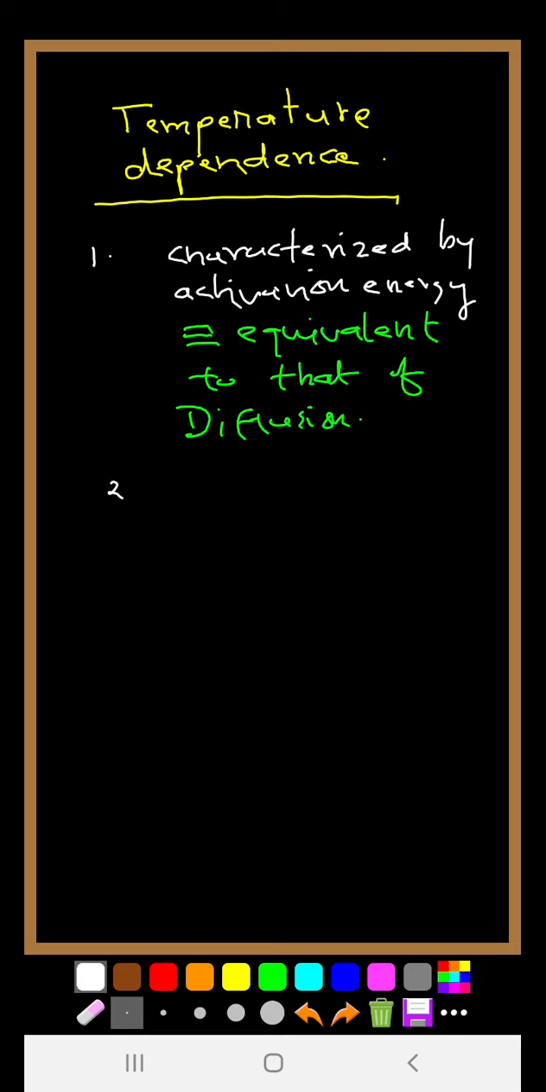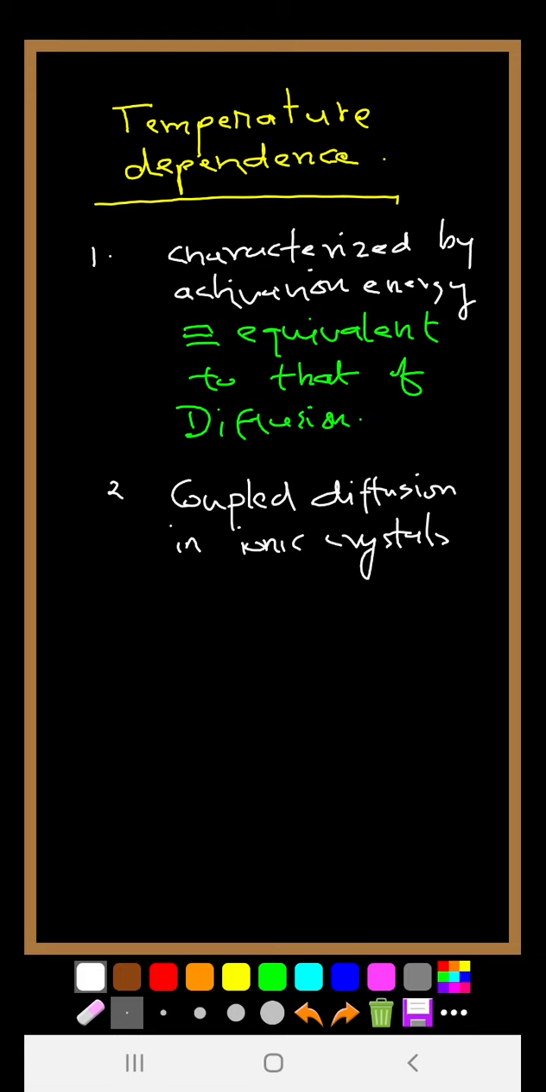Secondly, coupled diffusion in ionic ceramics, to maintain charge neutrality, leads to ambipolar diffusion.